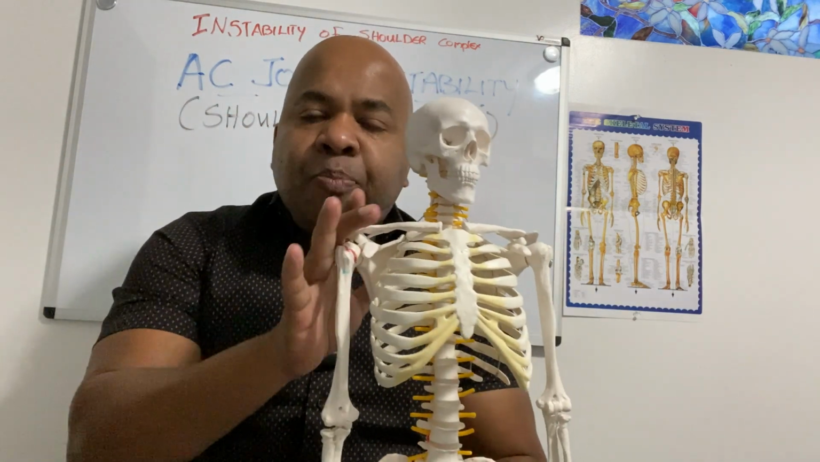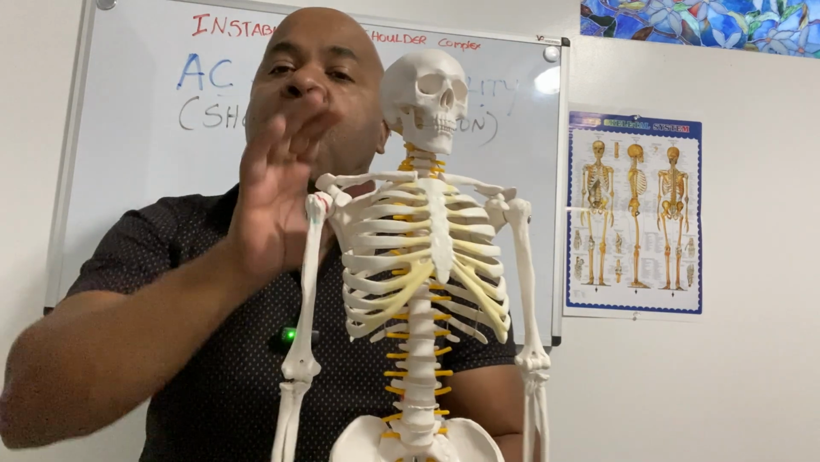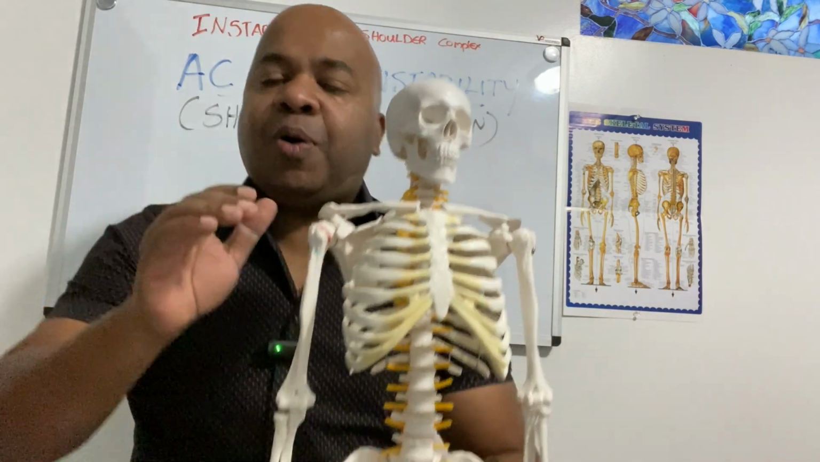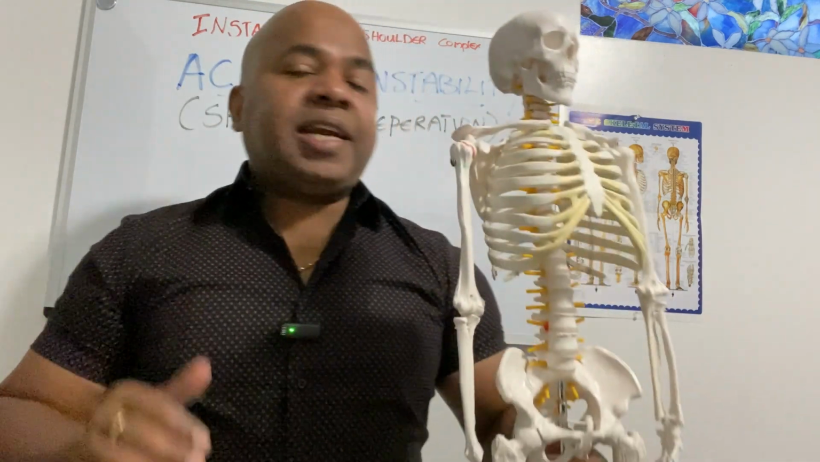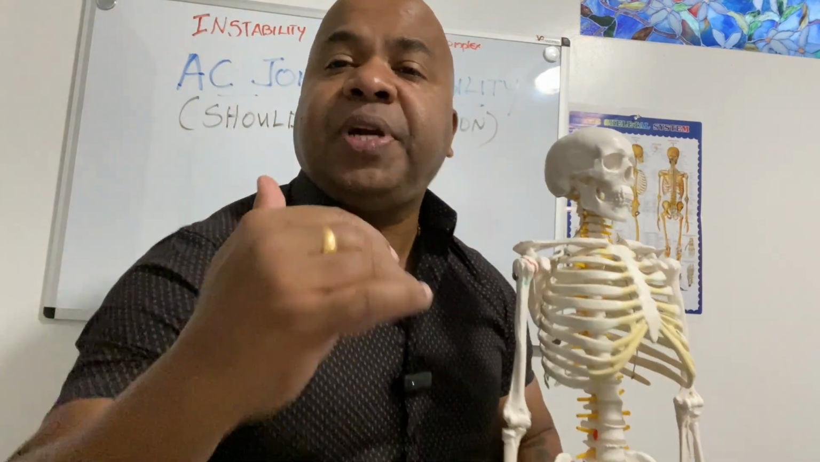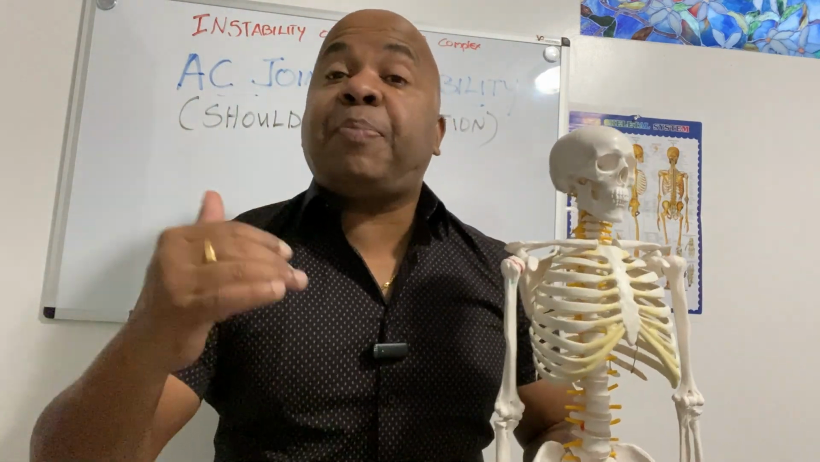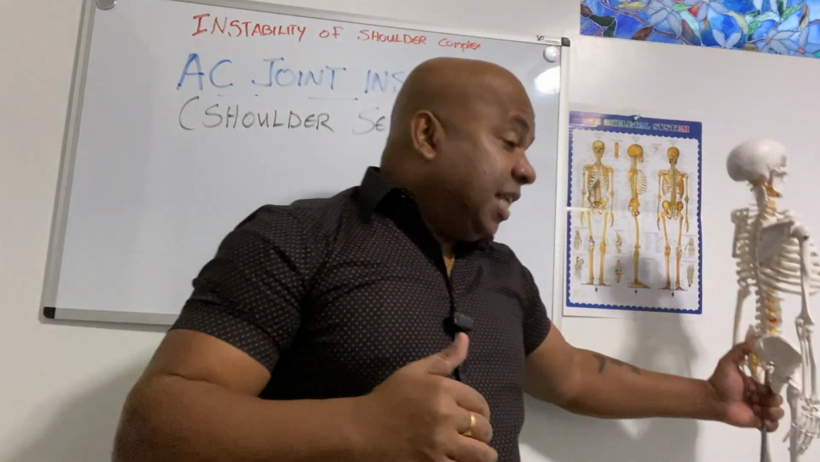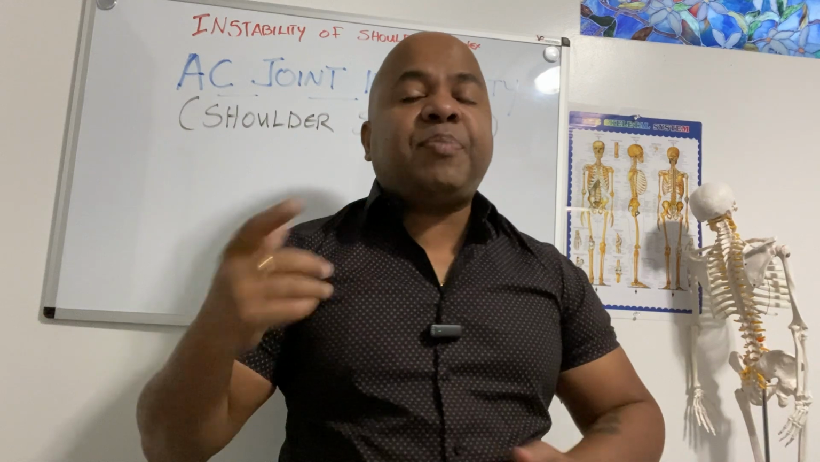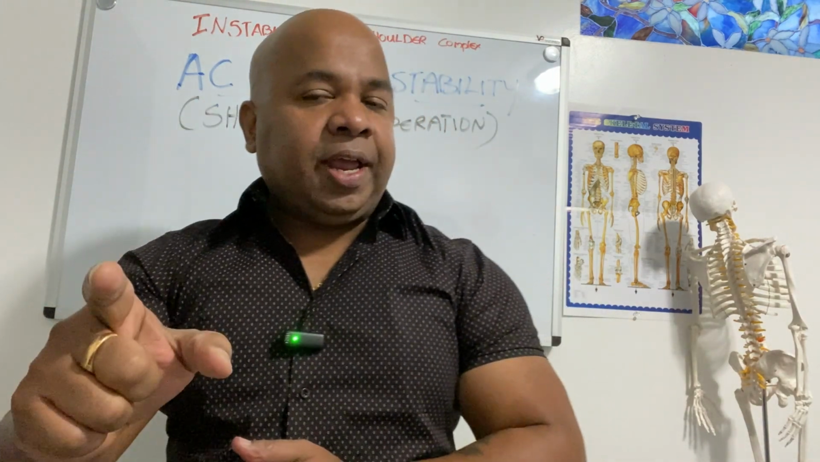So when you move your hand over the separated shoulder, you can feel a bump on the lateral aspect of the shoulder. In some books they say you can see a step deformity. Don't confuse this with the step deformity at the shoulder joint.